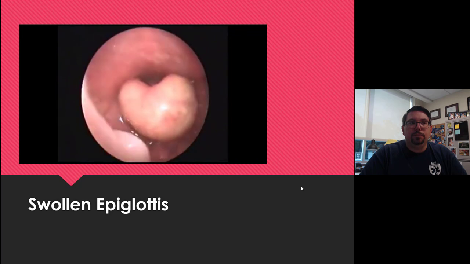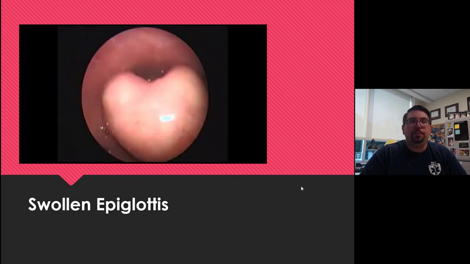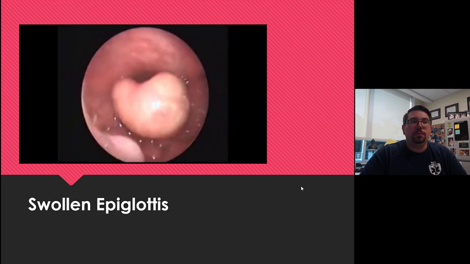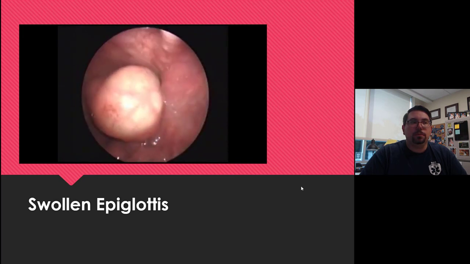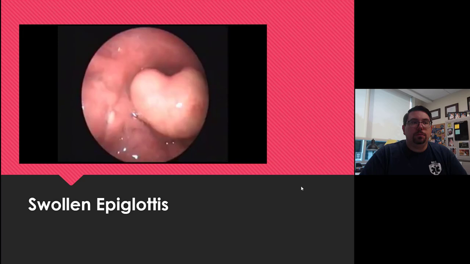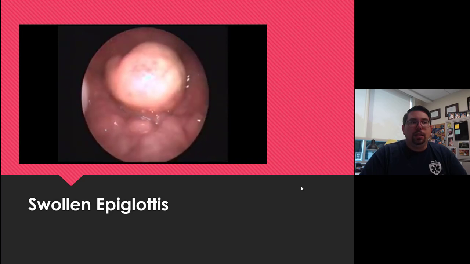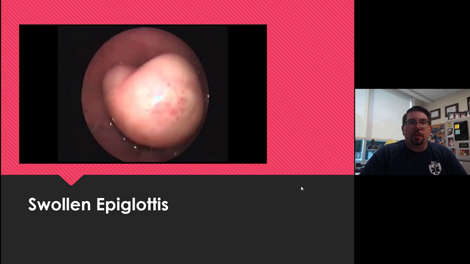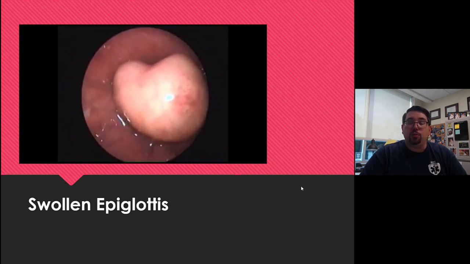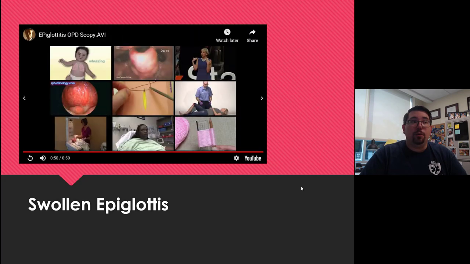Almost looks like there's an abscess on there. This is what the big concern is. If that were to get irritated anymore, it could swell to the point where it would occlude the airway. Those are all extremely concerning components.